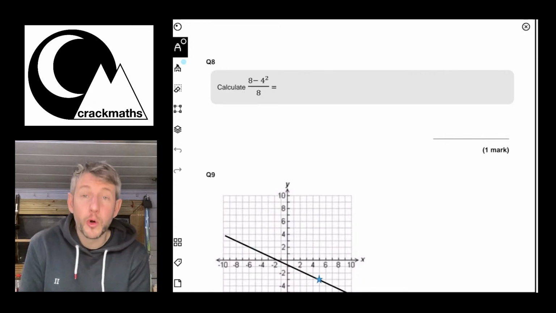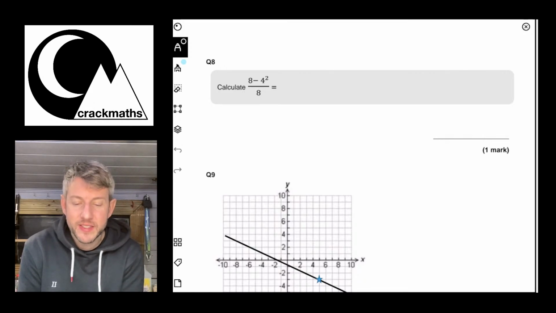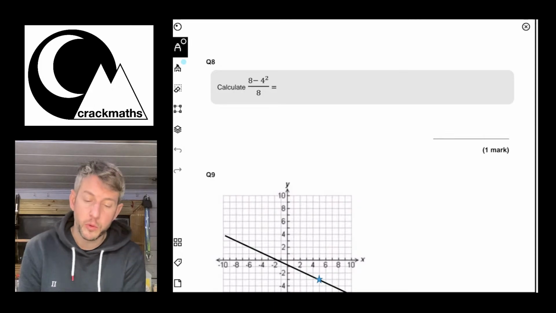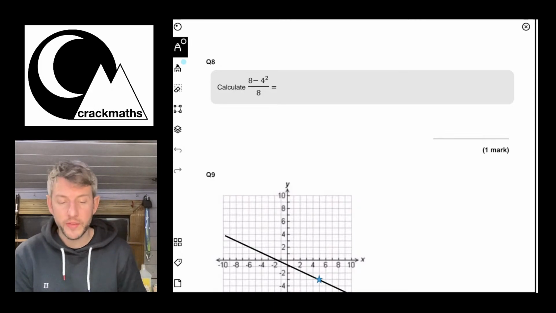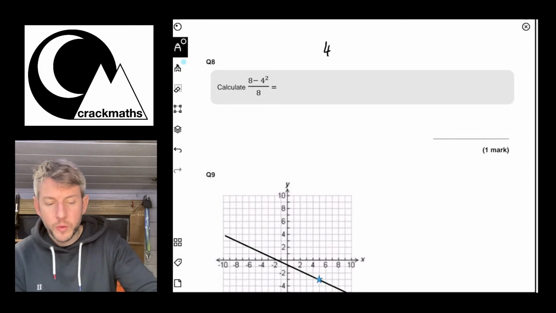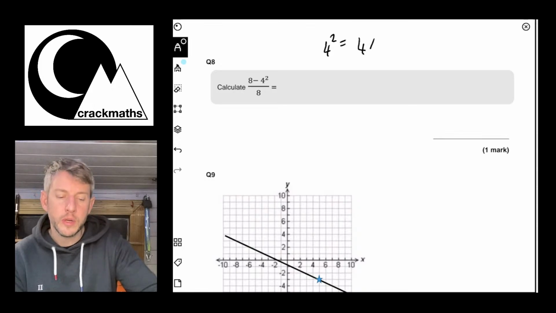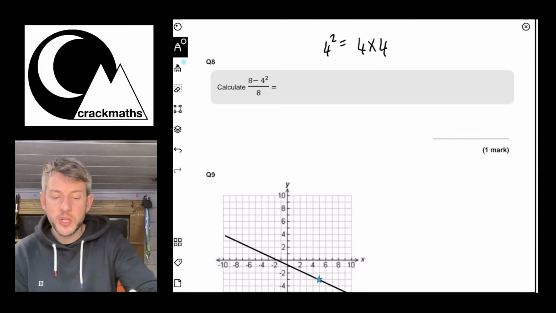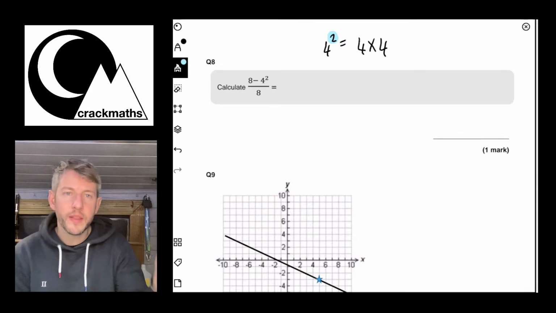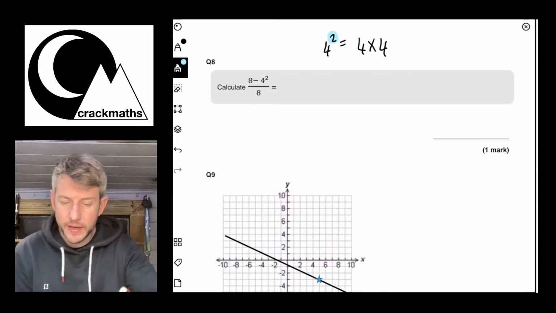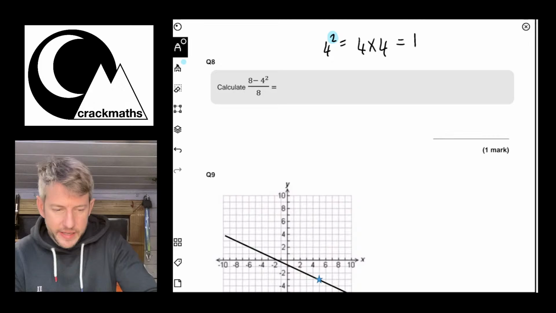Okay, so here we go. What we've got here is question 8, and question 8 says 8 take away 4 squared divided by 8 equals whatever. So we've got to work this out. So remember, 4 squared means 4 times 4. When we put the 2 up here, it means you're multiplying that number together that number of times, okay? So 4 times 4 equals 16.